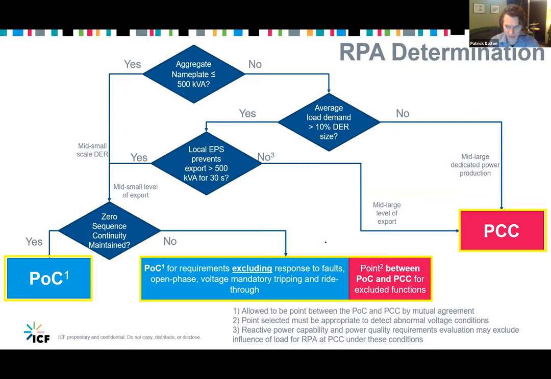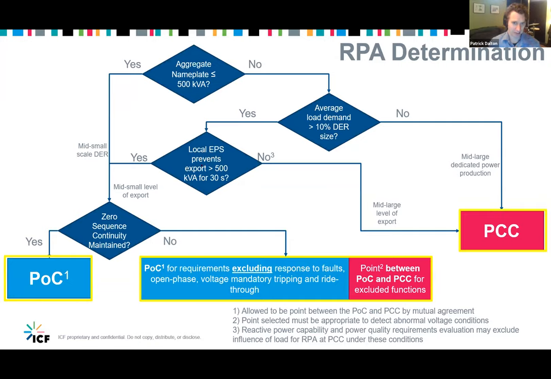There's a decision tree that feeds in to the RPA determination, and it's shown up on the screen. This is a simplification of what's contained in the standard, but it does include all of the elements. So the main factors that determine whether the reference point of applicability is the POC or the PCC are related to the aggregate nameplate of the DER and also the average load demand of the DER, which there's a footnote in the standard that average load demand is defined by the utility because this isn't really a well-defined concept in the industry. So it's a little bit nebulous in that regard, but it does provide a signpost for determining the reference point of applicability.